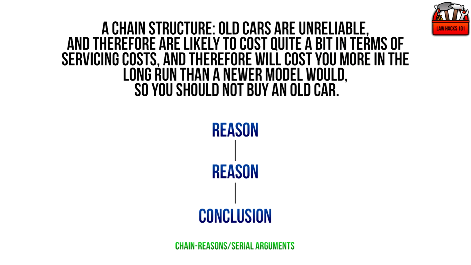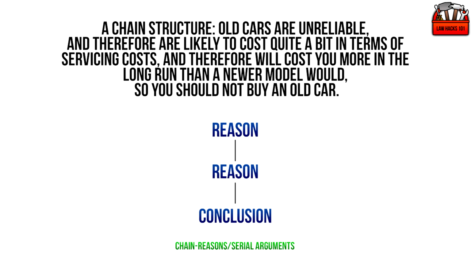In this simple argument, you can see that each reason supports another reason until you reach the main conclusion, which is that you shouldn't buy an old car. A chain structure sets up a series of stacked reasons like this, and each reason that is supported by a reason also functions as a conclusion. It's just that each supported reason, i.e. conclusion, is intermediate until we reach the main conclusion.